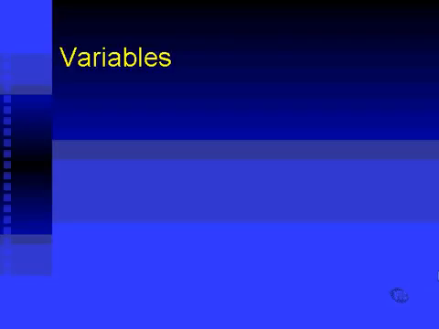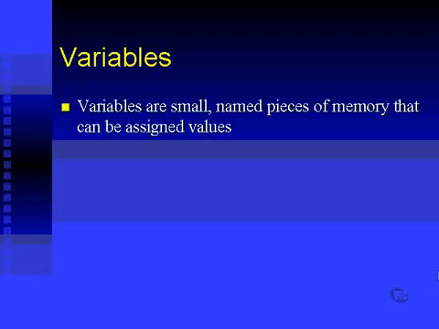Now, for the people that absolutely have no idea what a variable is, who've never done programming before, here's a little conceptual overview of a variable. It's difficult to describe a variable. Technically, I guess they're small named pieces of memory that can be assigned values. The name, in particular, in this example that we've got, is the name called age. We have a variable that is named age.